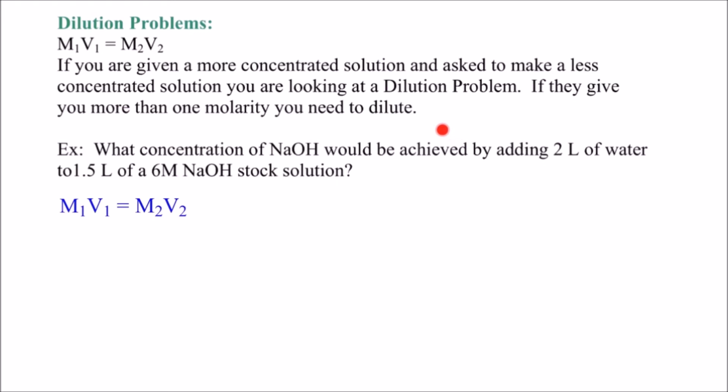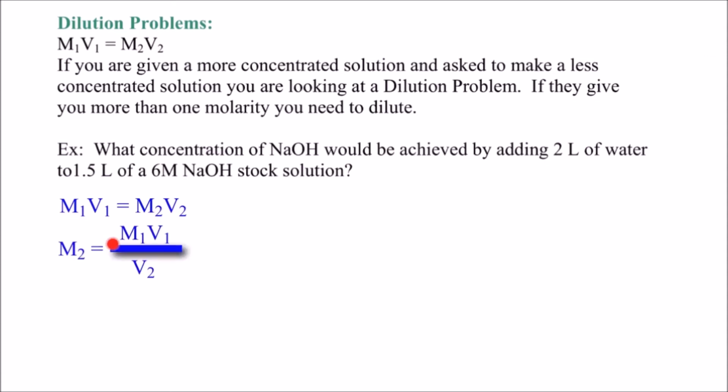Okay, so they said right here achieved. That means that it's going to happen after something else. So they're asking what concentration of sodium hydroxide would be achieved by adding this volume of water to this volume and molarity right here. So this must be the original molarity, and this must be the original volume, and this must be the second volume, and so I'm trying to figure out what the second concentration or the second molarity is going to be. So I'm trying to find out what M2 is. So let's resolve this equation here for the second molarity.